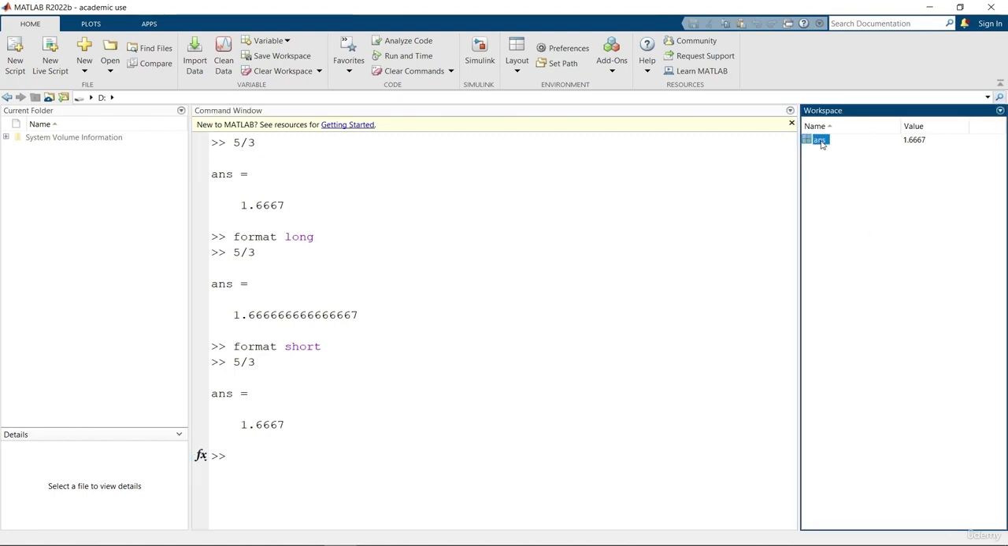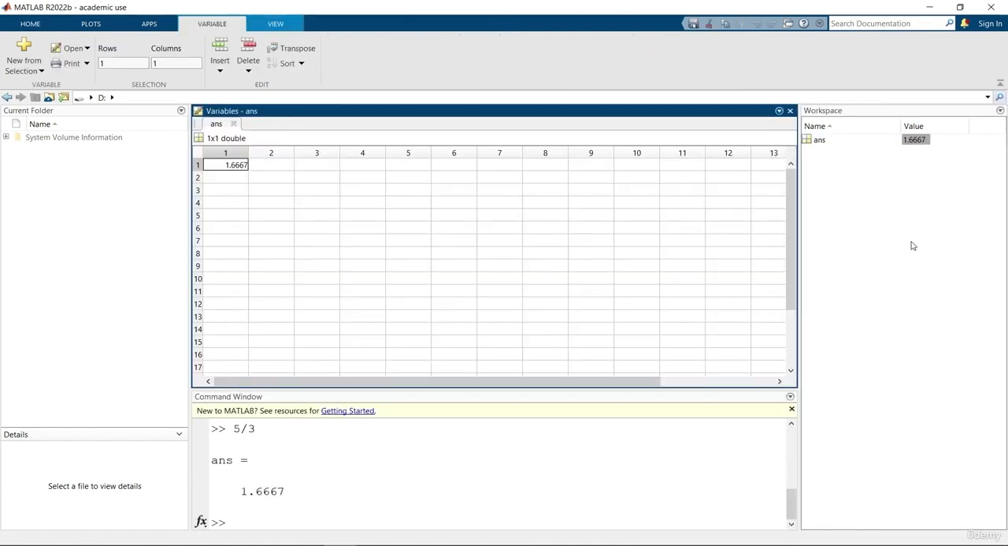As we see here, MATLAB is saving the answer in the ans variable, which means answer. If we go into this variable, here we will see how actually, although it only shows us 4 decimals, MATLAB stores many more decimals. However, the number of decimals is finite. That is, it doesn't store all the decimals.